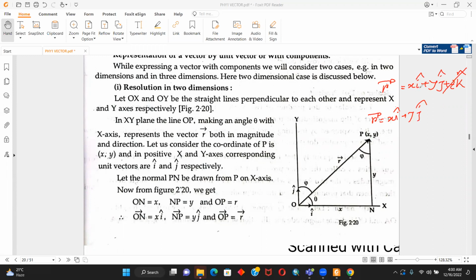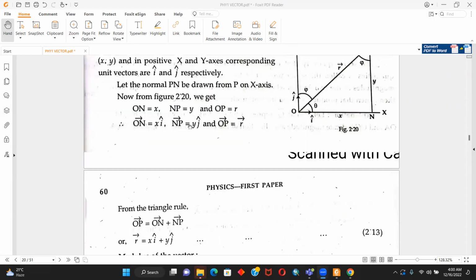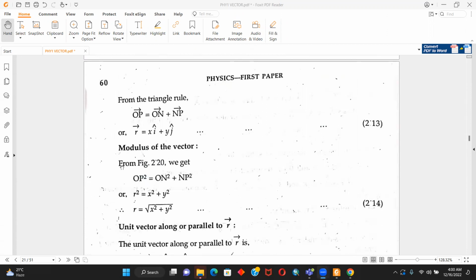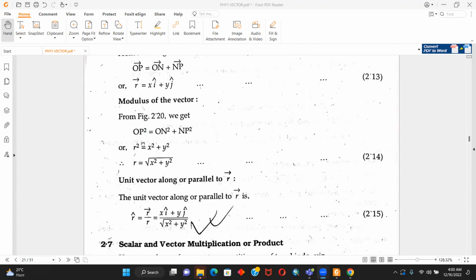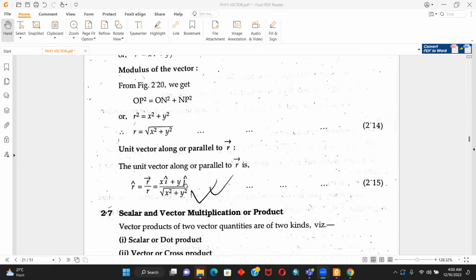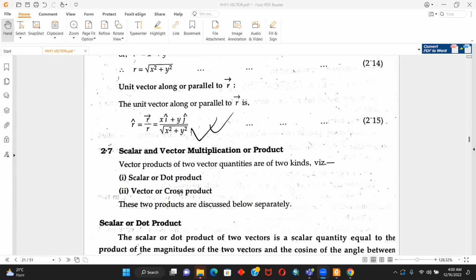Very easy thing. And here you can also get the idea how the coordinate systems are. Because in that particular image I showed you previously, it's difficult to understand. But as you can see from here, that it is correct. And obviously modulus will be square root of x squared plus y squared, and unit vector will be the same, xi hat plus yj hat over square root of x squared plus y squared.